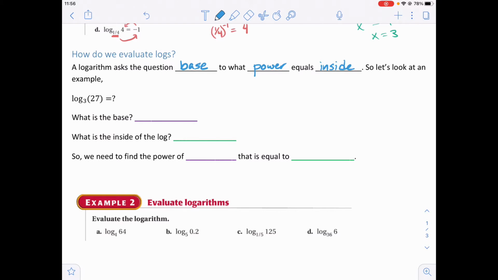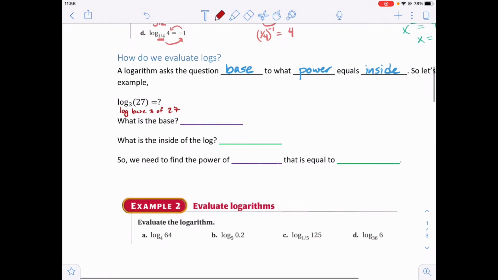Let's look at a couple examples. So our first one, we've got log base 3 of 27. That's how we would read this. This is very similar to square roots. This is a square root of 9. This would be the cube root of 13. This would be the 7th root of 129. Right here we're just saying log base 3 of 27.